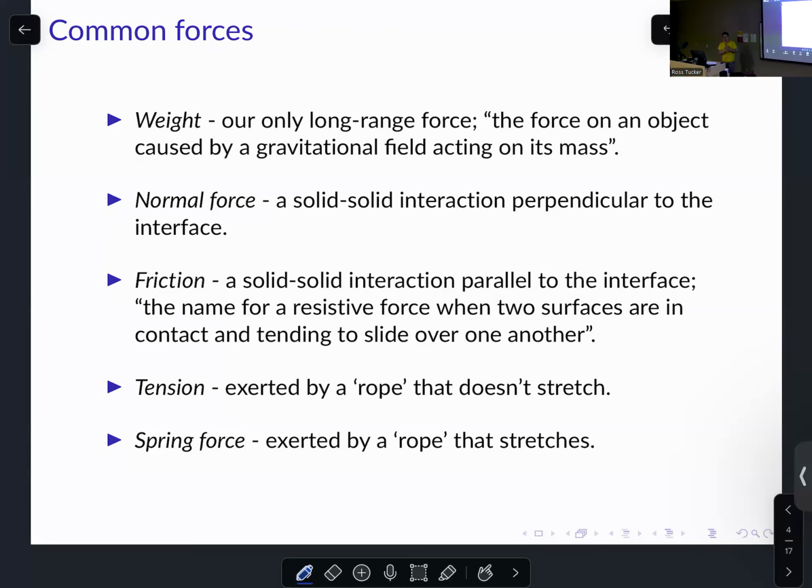Weight, please note, is the only long-range force. Every other force, this is very important, every other force that we deal with in this entire class, if I'm not mistaken, I can't think of an exception, is a touch force. If it's not touching, it's not forcing.